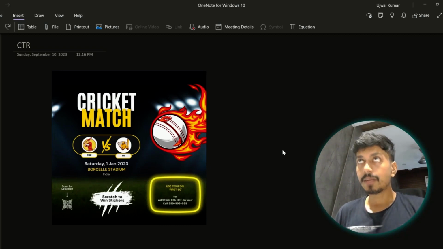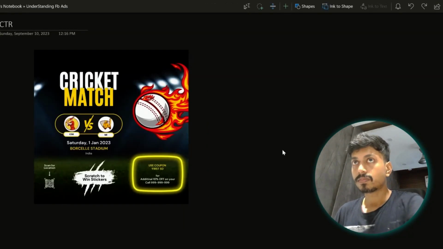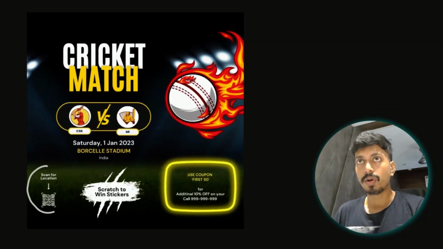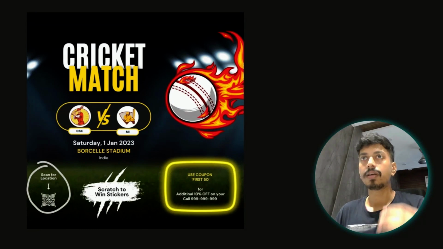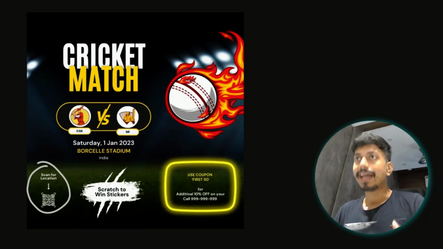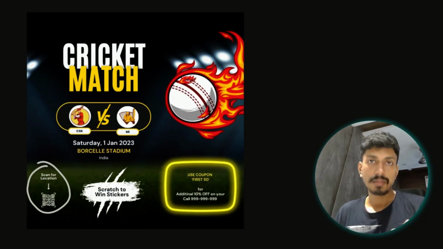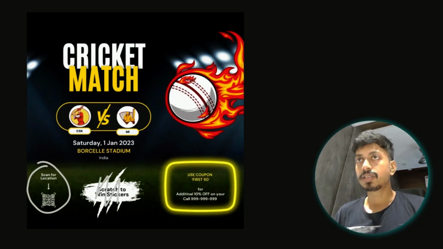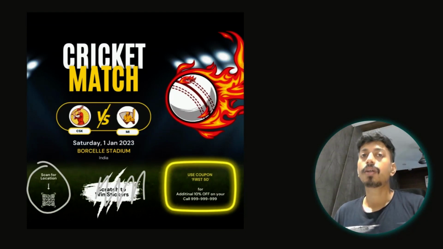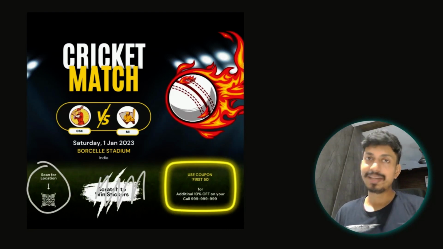The first thing that we can do is we can scan for location. What does that do? We'll scan this QR code. It will give us the location of the stadium and we can check how far that stadium is from our house. That's great, right? We can also scratch this coupon, maybe there is a chance we can win the sticker of our favorite player.